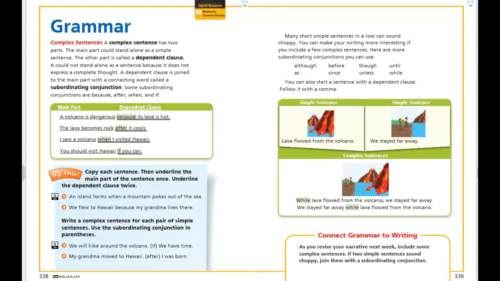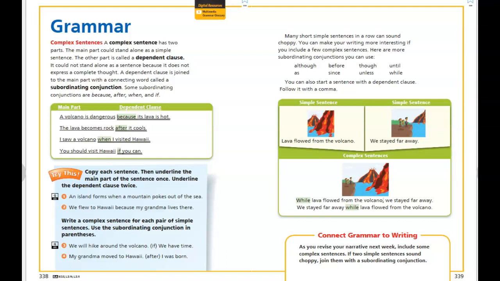Hi guys, this will be a short grammar lesson that goes along with lesson 24 in Journeys, Dog of the Sea Waves. Our grammar lesson this week is all about complex sentences. So let's read.